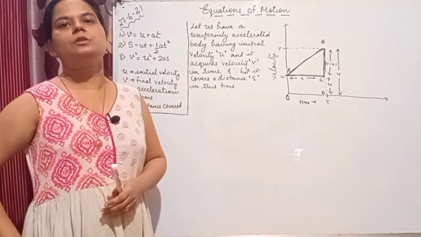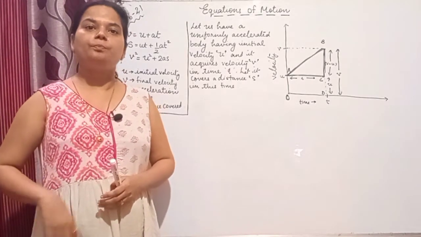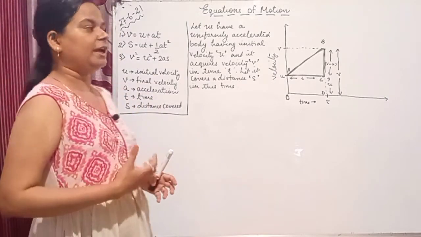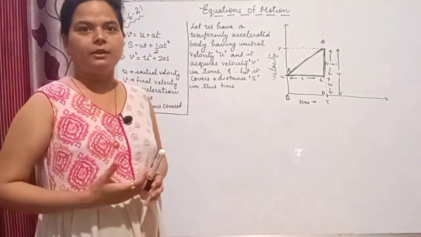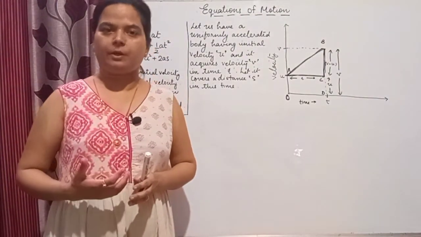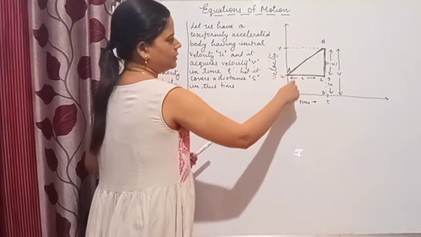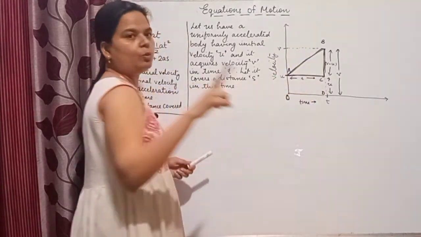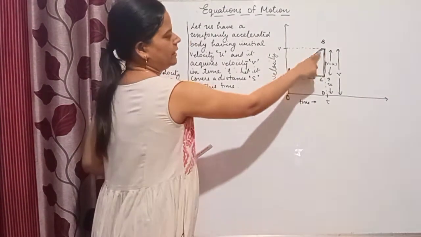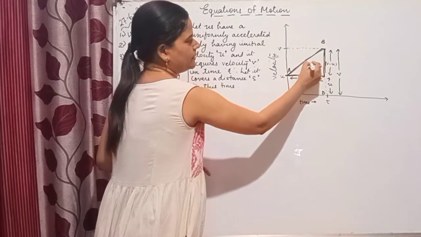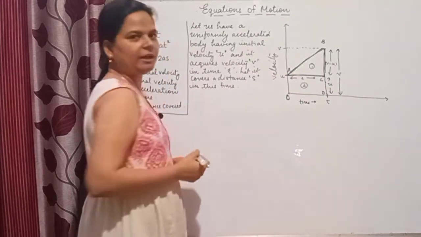Now let us move to the second equation of motion. In the second equation of motion, we are going to calculate the area below the graph, and we all know that if we calculate the area below the graph, then we get the distance covered in the given time. So you can see that we have to calculate this whole area. There are two ways of calculating this whole area. The first way is to divide this area into two parts: the first part is this triangle and the second part is this rectangle, and then we can add.